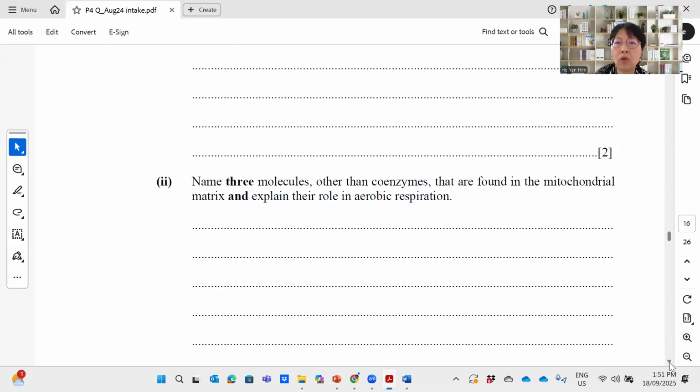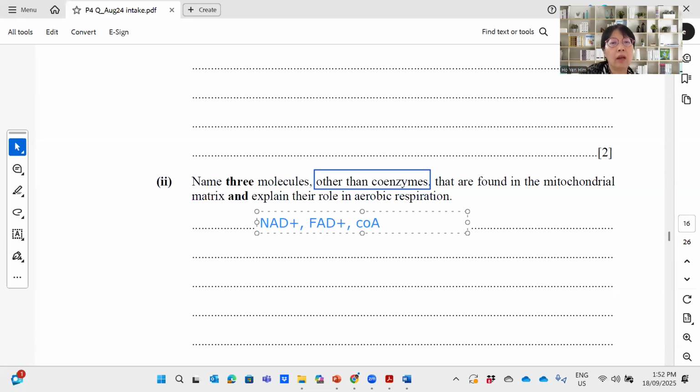Last question. Name 3 molecules other than coenzymes that are found in the mitochondrial matrix and explain their role in aerobic respiration. So this one is very easy. But some students didn't score the marks because the question already said don't mention coenzyme. So what are the coenzymes here? NAD plus, FAD plus, and also the acetyl CoA. So these 3 cannot be mentioned because they said other than coenzymes.